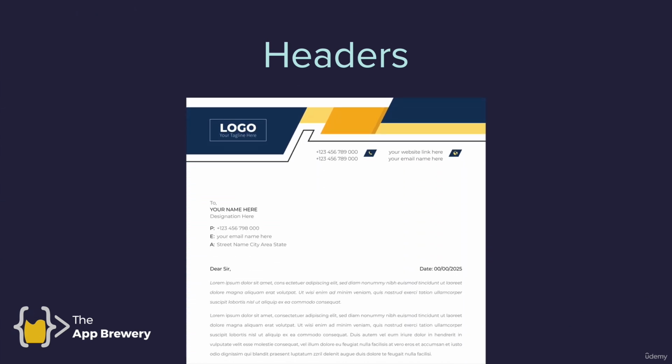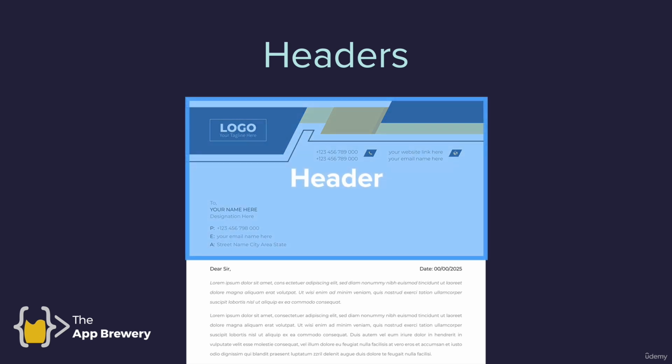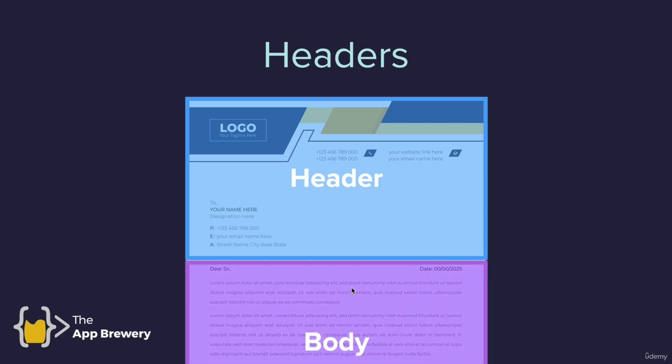So what exactly are these headers anyways? Well, if you think about a letter that you might get in the mail, the header is the part that contains some relevant pieces of information like the phone number of the company or the website of the company or their logo. And then the body is the actual message part, essentially. It's the part that changes from letter to letter.